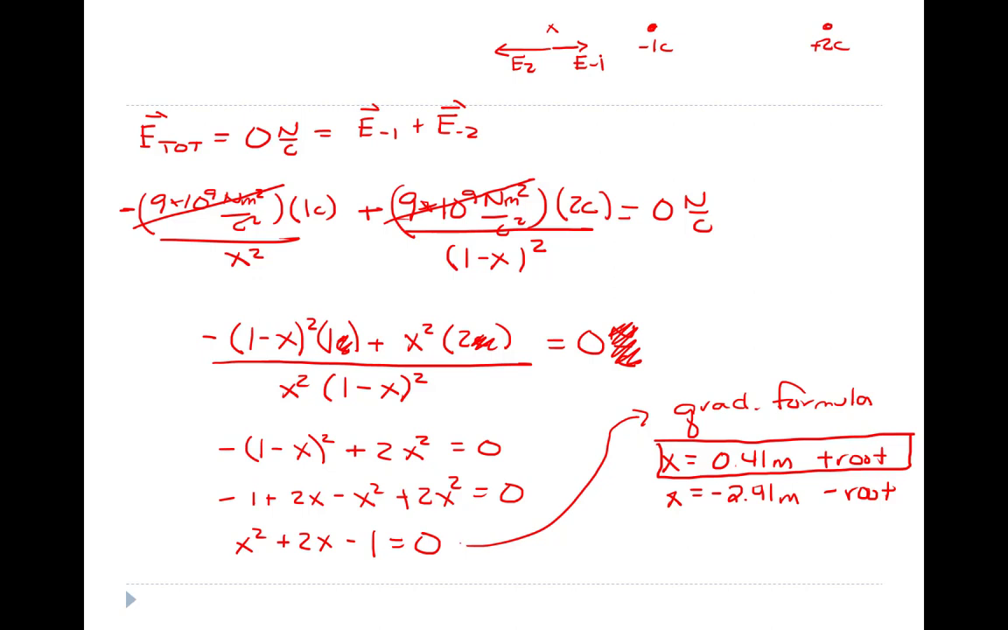Okay, that does conclude this section. We have one more section to go where we will do further calculations of electric field.